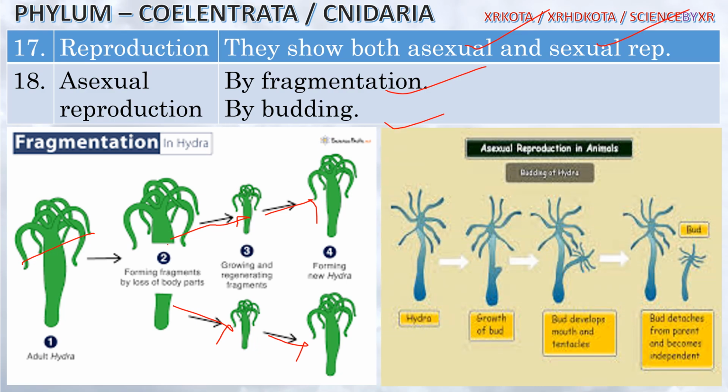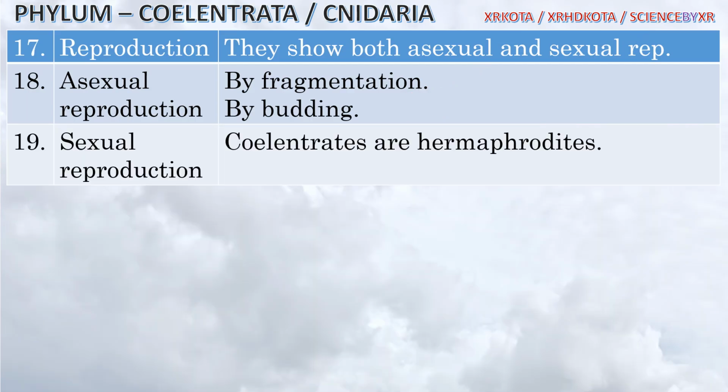And budding also we studied in class 10th, where somewhere the cells start growing and forming an outgrowth, which is called a small bud. The bud keeps on growing, and when it becomes mature, it detaches from the body and acts as a new individual. Now sexual reproduction.